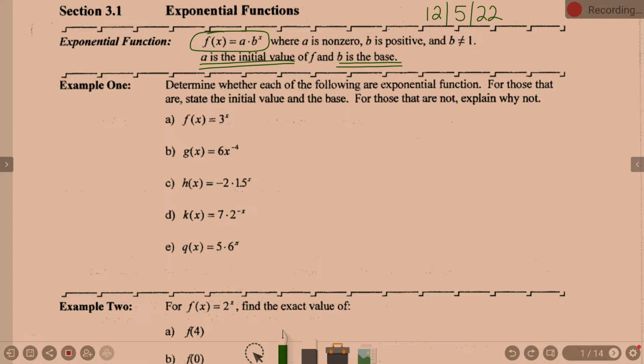Now, example 1. Determine whether each of the following are exponential functions. For those that are, we're going to be asked what the initial value and base are. For those that are not, we're going to talk about why not. So, example A. F of x equals 3 to the x. Is this an exponential function? If so, what are my initial value and base?